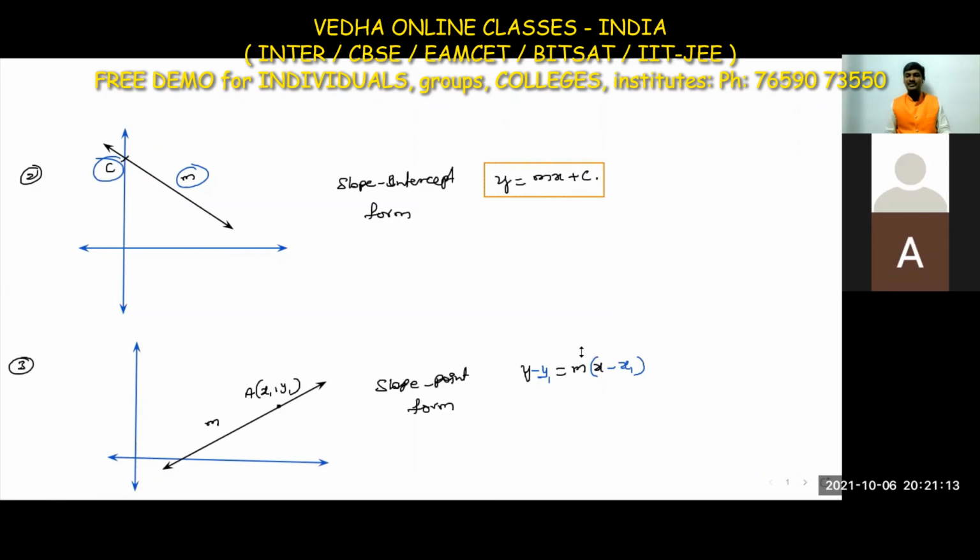Repeat once again. What is the slope point form? y minus y1 is equal to m into x minus x1. Very good. Okay, repeat once again. y minus y1 is equal to m into x minus x1. Very good, very good. Okay, and what is the slope form?